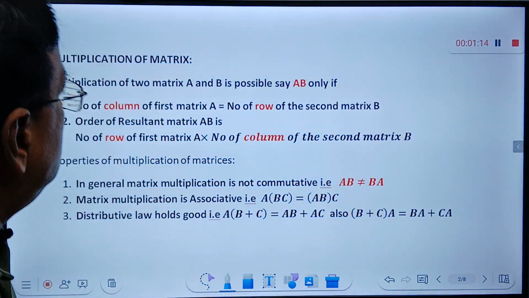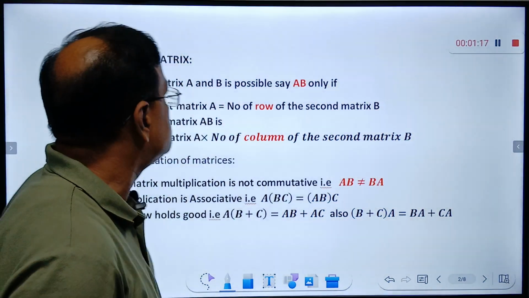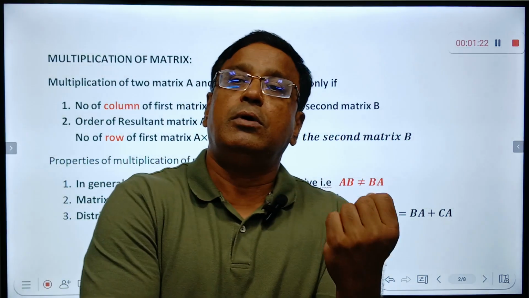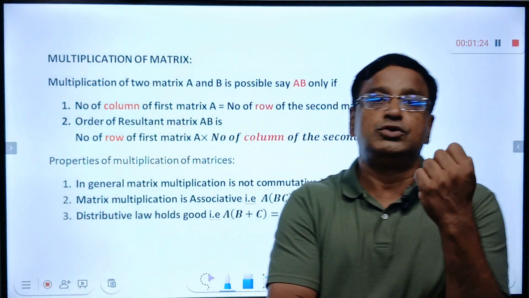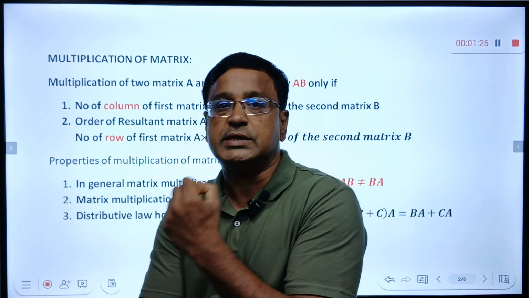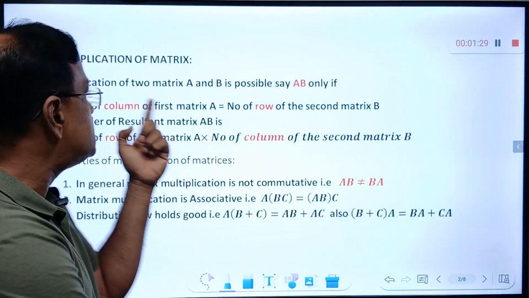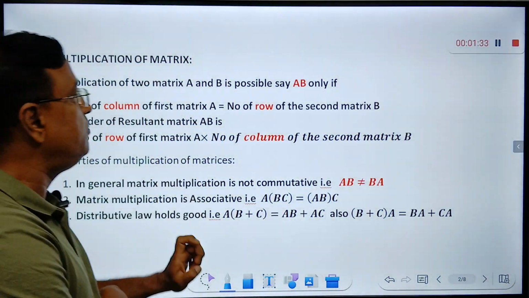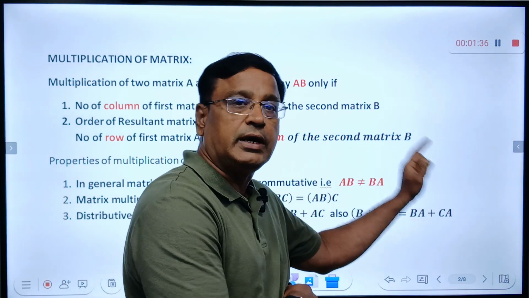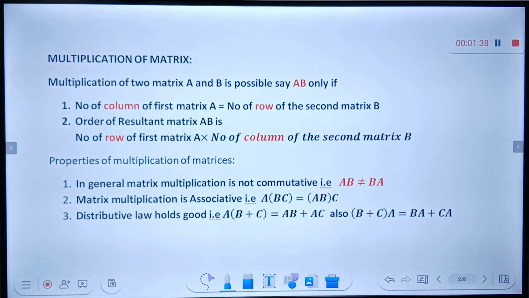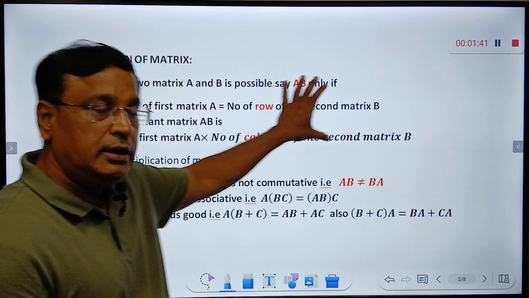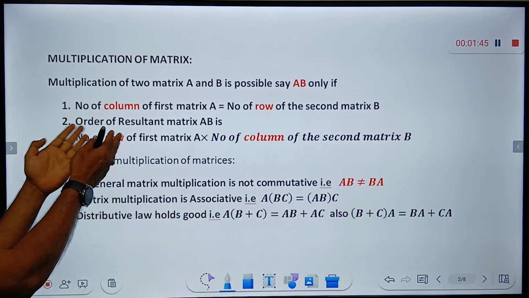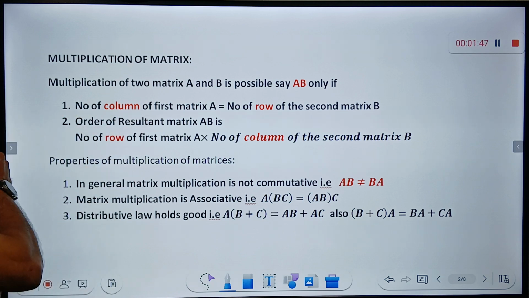Now, as you know, this is the condition for matrix. If you want to multiply two matrix, what should happen? The number of columns of the first matrix should be equal to the number of rows of the second matrix. And the resultant matrix, that is AB, will be of order number of rows of the first matrix by number of columns of the second matrix. All this I have explained in detail in part 1 of the video, so you can always refer to that. I'm just giving you a gist of what we did in the previous video.